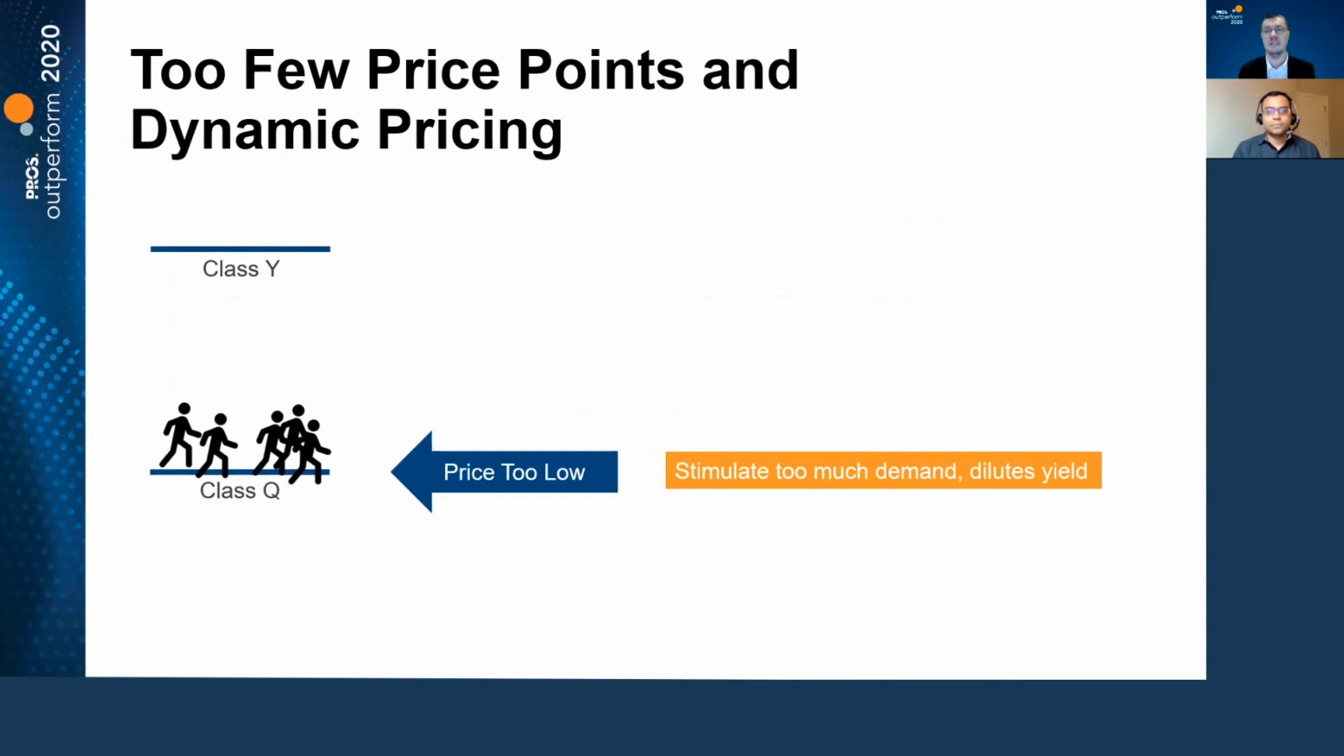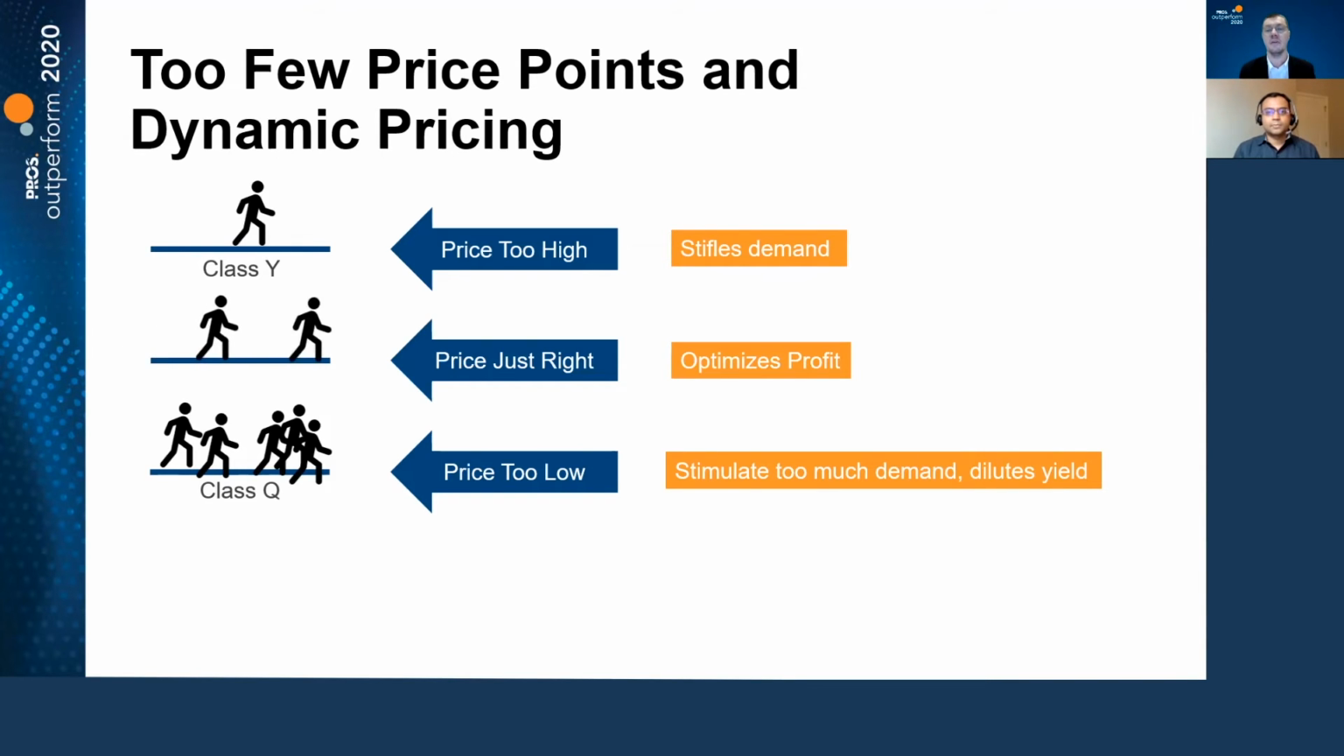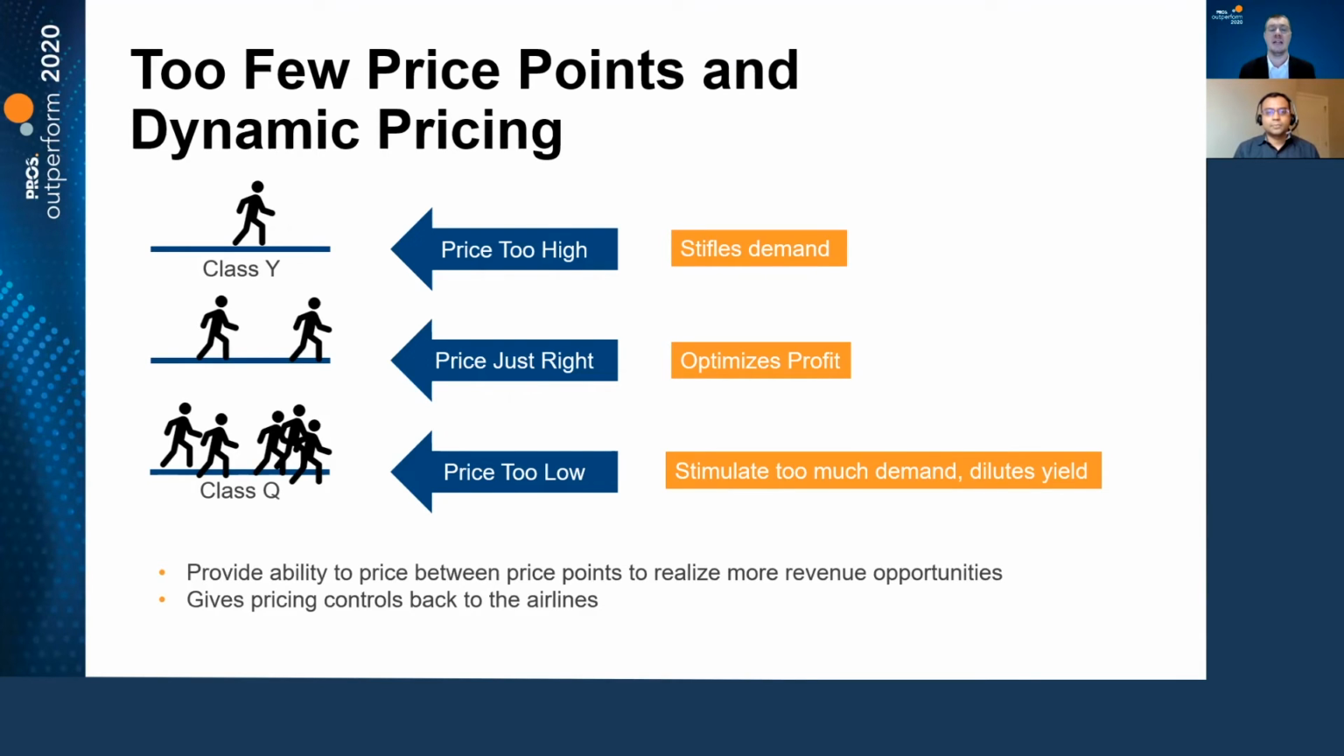So for example, even in the case of 2 price points, if I price too low, I might stimulate too much demand, and so my yield gets diluted. However, if my only other option is class Y here, that might be too high, and so my demand becomes stifled. Though I'm generating more revenue per passenger, I'm just not getting as much revenue because of the number of passengers that I take in. Therefore, we want to identify this sort of just right price that would fall in between these, which would optimize the profit. Being able to do this gives airlines the ability to price in between the points to realize more revenue opportunities, and it gives pricing controls back to the airlines.